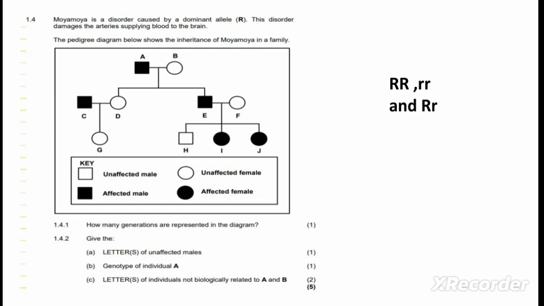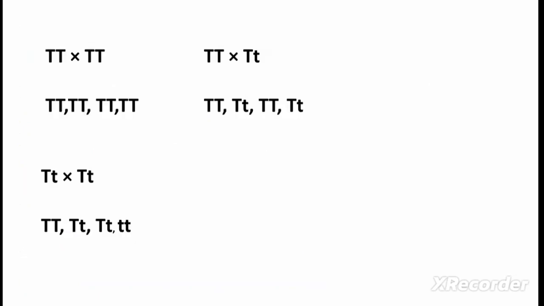Since we know that the woman is small letter rr, but the man, we're not sure whether it's capital letter RR or the heterozygous condition. So how do we find it out? Look at this example. I was making an example with short and tall. If a person is tall and has the genotype of capital letter TT, and marries someone with capital letter TT genotype, they're both homozygous tall. When they are crossed, their kids will all be tall.